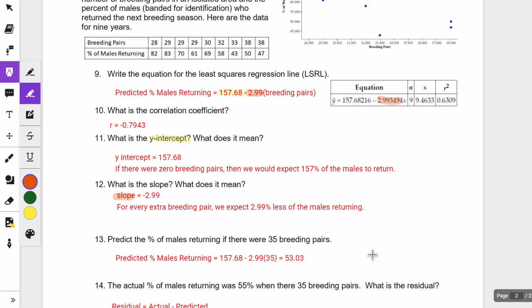Predict the number of males returning if there were 35 breeding pairs. So all I have to do is take 35 and put it into the equation right there. So right here, I just put in 35, right?